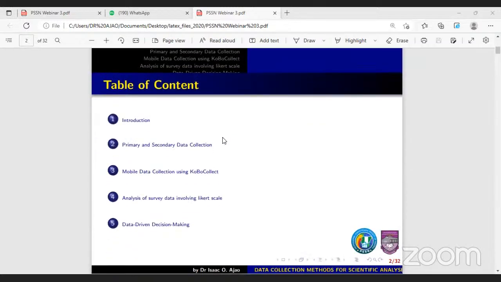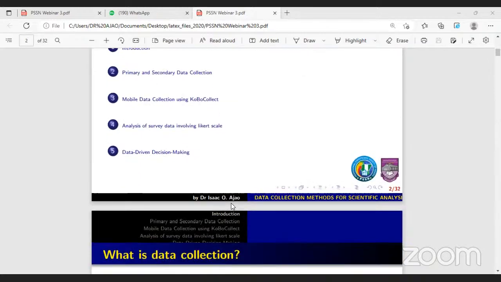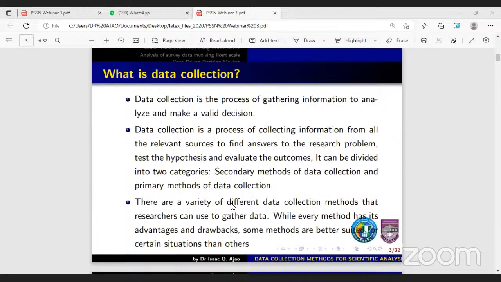So I want to use this table of contents: introduction, I'm already introducing it; primary and secondary data collection; then mobile data collection using Kobo Collect; analysis of survey data involving Likert scale; then data-driven decision making. Now, what is data collection? It is the process of gathering information to analyze and make a valid decision. See, I want to analyze this valid decision. Very, very important.